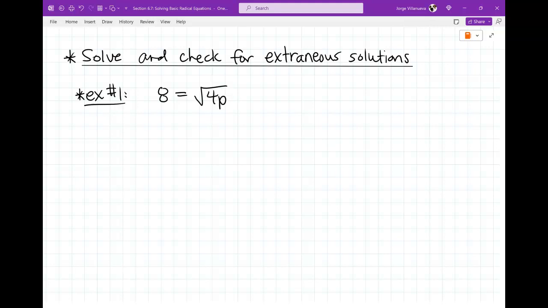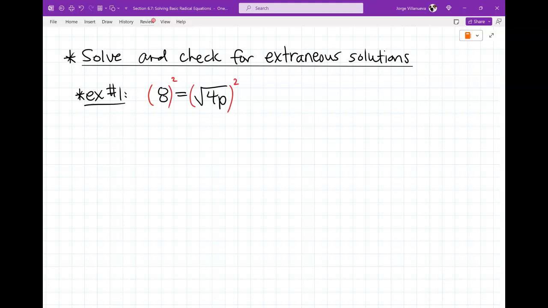So for example 1, we have 8 is equal to the square root of 4p. Now I do have to solve for the variable p. Right now the variable p is stuck inside of the square root, so I want to get it out of the square root. In order to do that, I'm going to square both sides. I'm going to square the left side, and I'm going to square the right side.